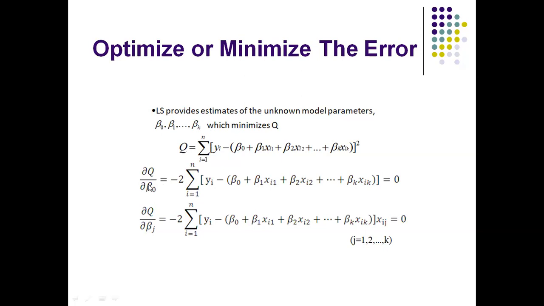So this is the partial derivative, del Q by del beta 0, and this should be equal to 0, because you need to find the maxima or minima. And similarly del Q by del beta j, with j equal to 1, 2, 3, 4 and so on, is equal to 0. So this is a very simple concept.